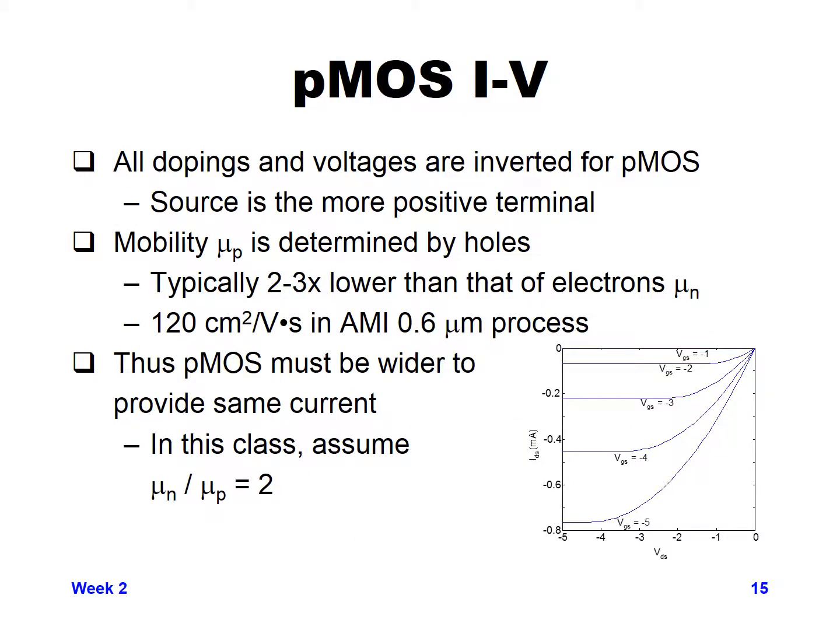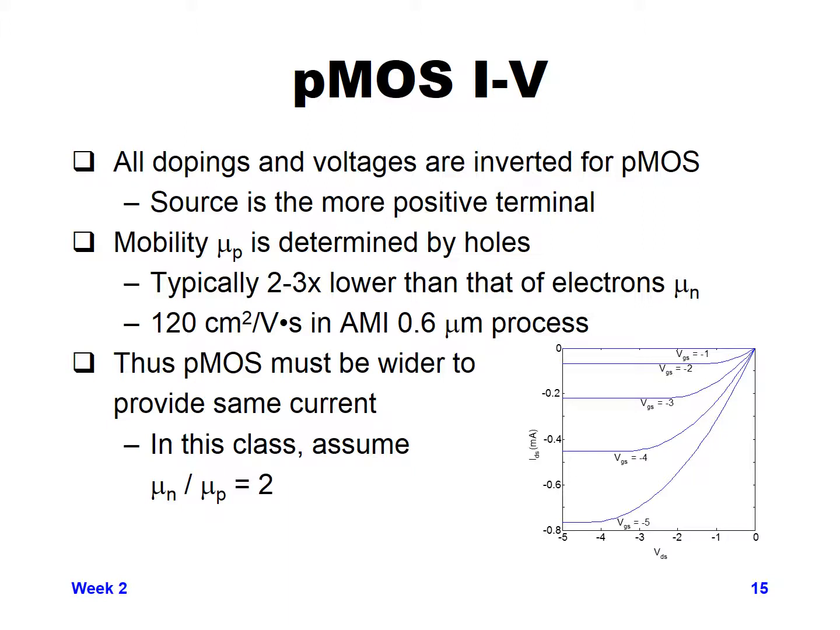So let's do a similar example for PMOS and look at the current-voltage relationships. For PMOS, all dopings and voltages are inverted relative to NMOS. For an NMOS, the source is the lowest voltage, or ground. In this case, the source for a PMOS is going to be the most positive terminal, and is going to be equal to our VDD.